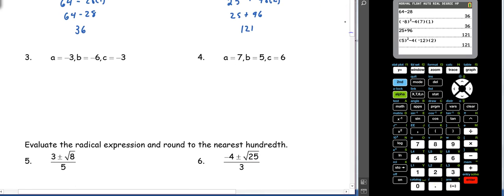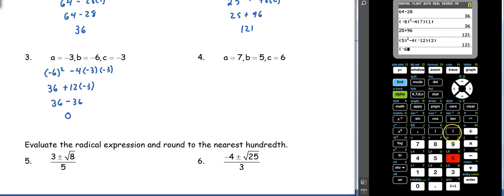Number 3, again, we're going to substitute. So it's b squared, so -6 squared minus 4ac, so minus 4 times -3 times -3, because those are our a and c values. So when I do order of operations and I square -6, I get 36. Remember, a negative number squared is always positive. -4 times -3 is 12. I still have to multiply that again by -3, so I get 36 minus 36, which is 0.